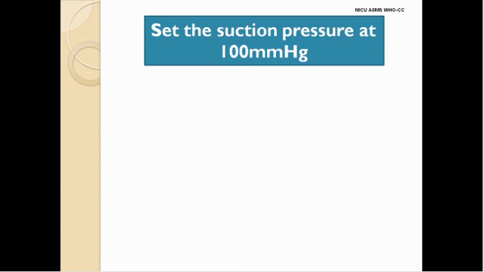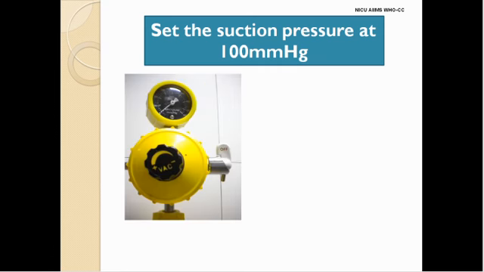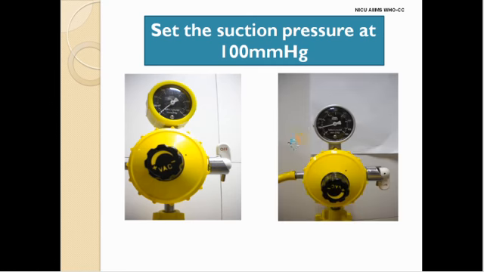Now, the most important step is to set the suction pressure. First, we have to check the position of the needle in the manometer when the suction pressure is switched off. It should be at 0. Once we switch on the suction pressure to the maximum, the pressure should be set at 100 mm of mercury.